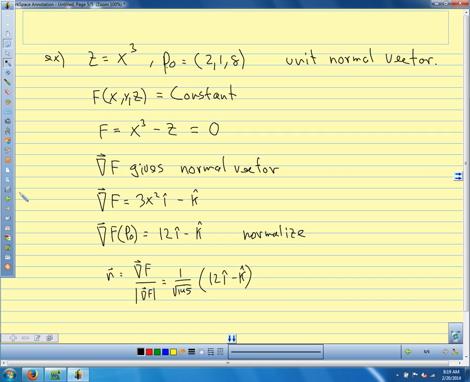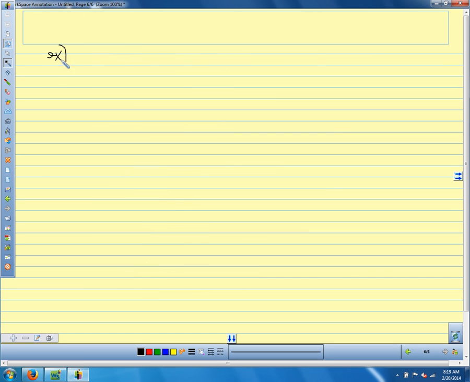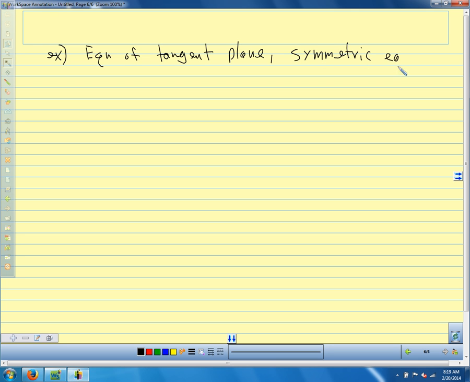All right, one more example that has to do with tangent planes and normal lines. So we want the equation of the tangent plane, and we want symmetric equations for the normal line to x squared minus y squared plus z squared equals 0 at the point 5, 13, negative 12.